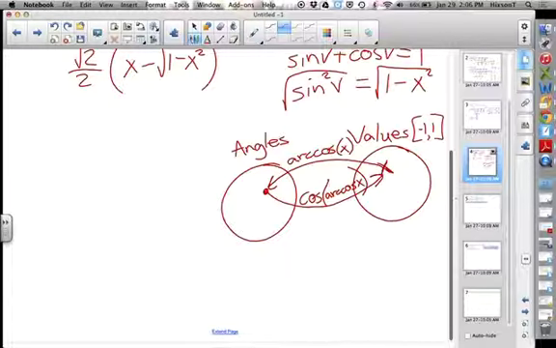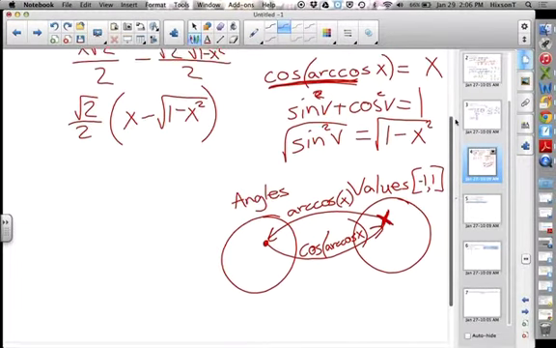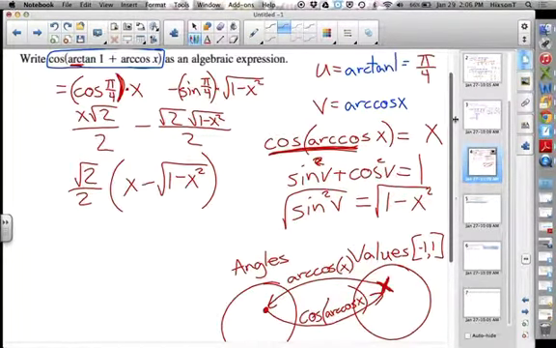So, okay, that's how we got x. To find sine, I used the Pythagorean identity because I knew this was x. Well, x squared. It's just the cosine of v is x, so a cosine squared would be x squared.